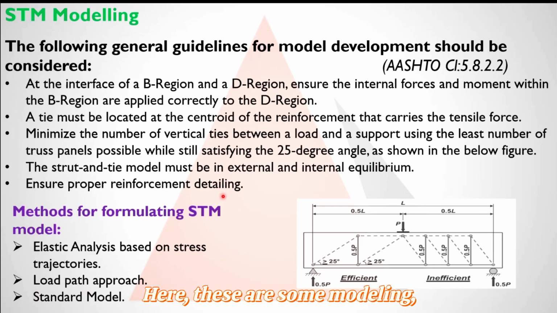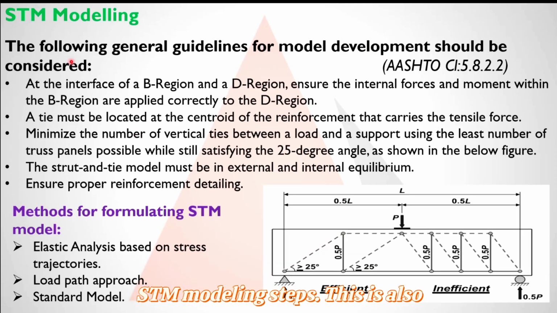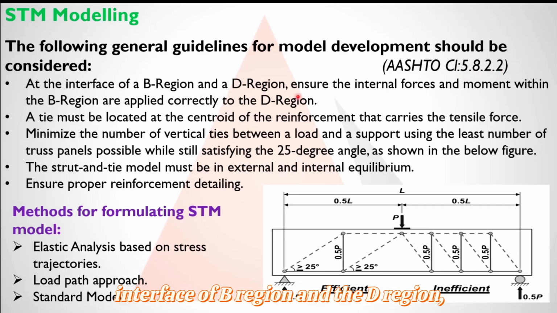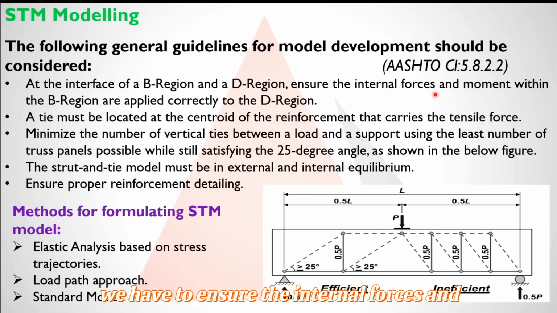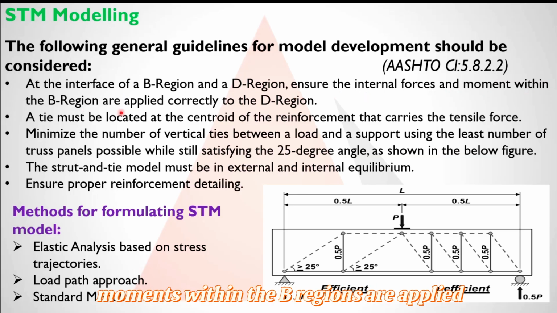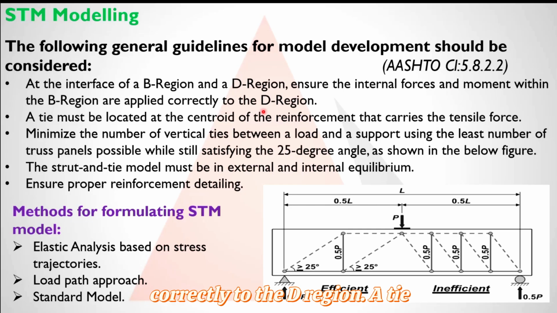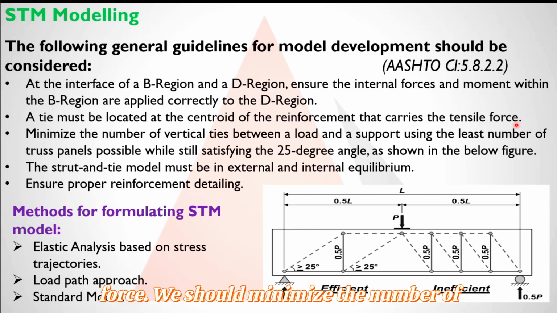Here are some STM modeling steps. This is also mentioned in AASHTO as per clause 5.8.22. At the interface of the B region and the D region, we have to ensure the internal forces and moments within the B regions are applied correctly to the D region. A tie must be located at the centroid of the reinforcement that carries the tensile force.